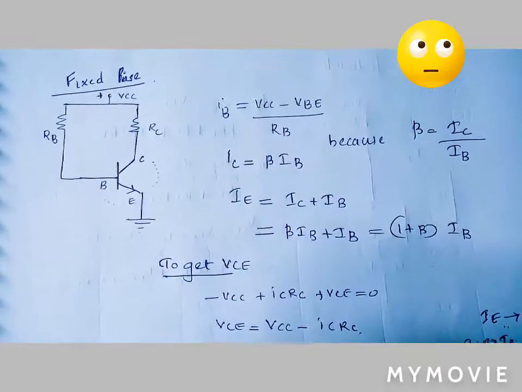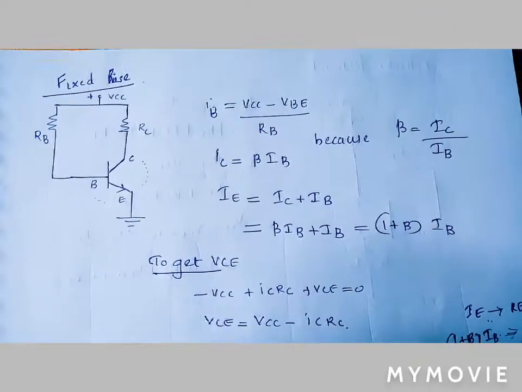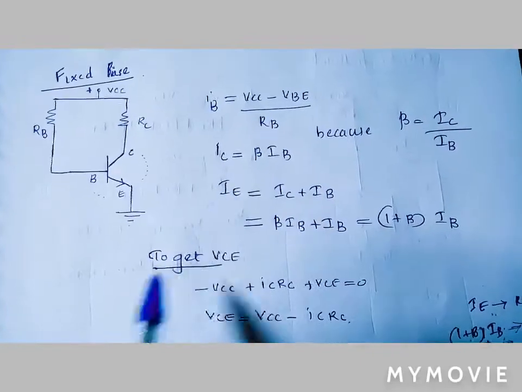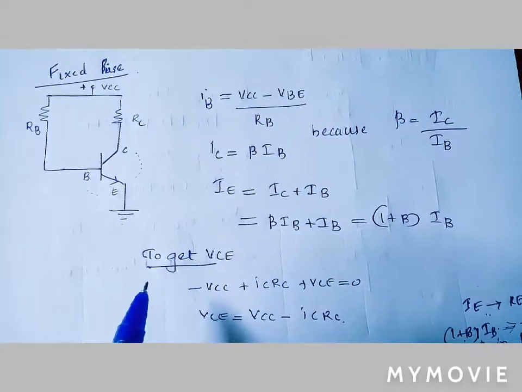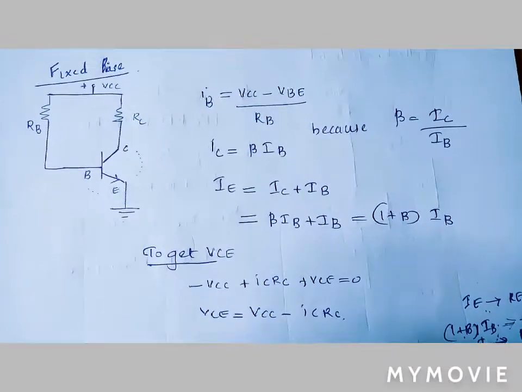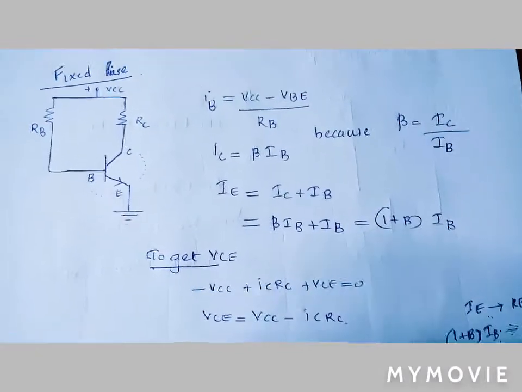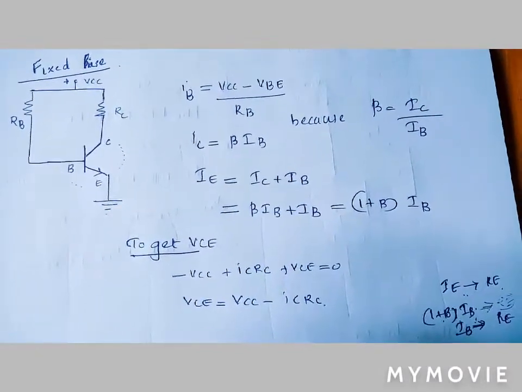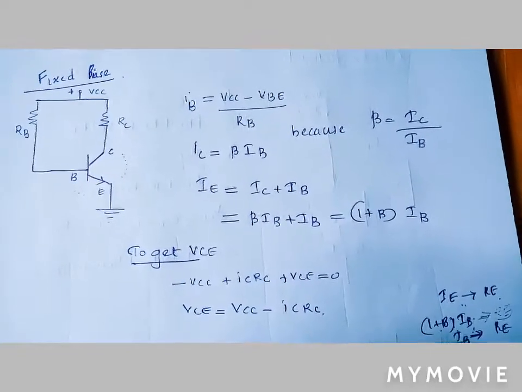Today we are going to study the types of common emitter configuration. We have fixed bias, emitter bias, collector feedback, voltage divider and emitter follower types. In these types we have to find the base current and output voltage etc., and IC, the collector current, and the emitter current also.